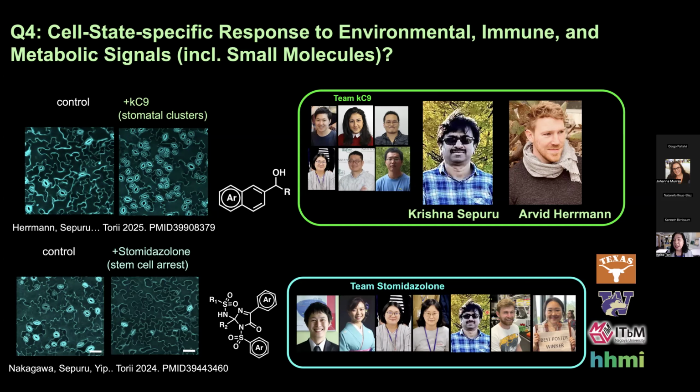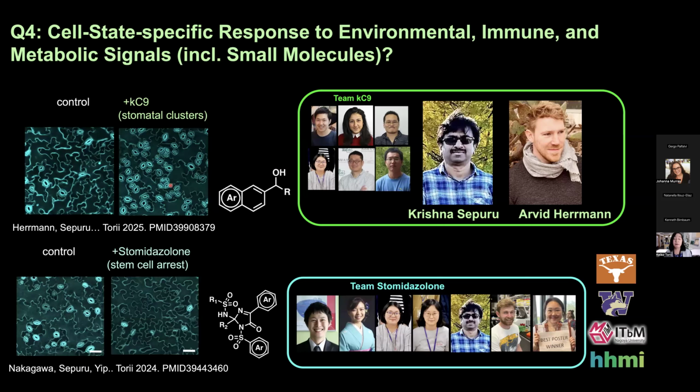Together we initiated a very large chemical biology or chemical genetics screen to look for small molecules that impact stomatal development in different ways. We got a couple of interesting ones, and two have been published recently. One of them, KC9, is a small molecule that increased the number of stomata and caused stomatal clusters. That's the talk for the rest of my time.